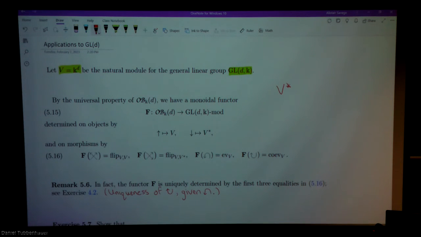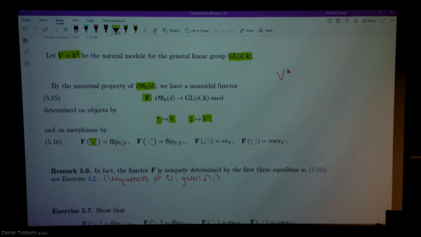So it has these properties, and therefore, by the universal property of the oriented Brauer category, we have a functor from the oriented Brauer category to the category of finite dimensional modules over the general linear group that sends our generating object, up arrow, to this natural module and sends down arrow to the dual of the natural module. And so it sends the crossing to the symmetry data in the module category, which is just the usual tensor flip. We have to say where it sends the right crossing, that's also flip, but now you're flipping V and V star. It's just the usual flip map on a tensor product.